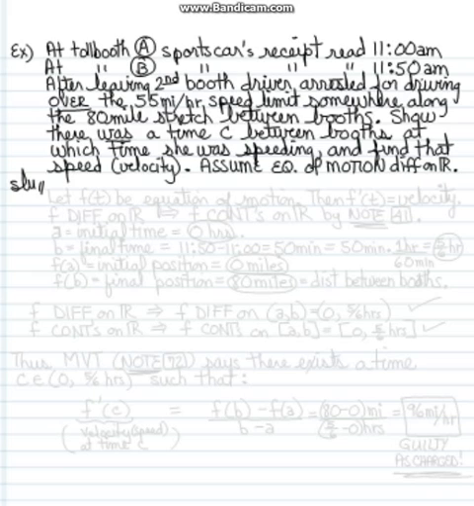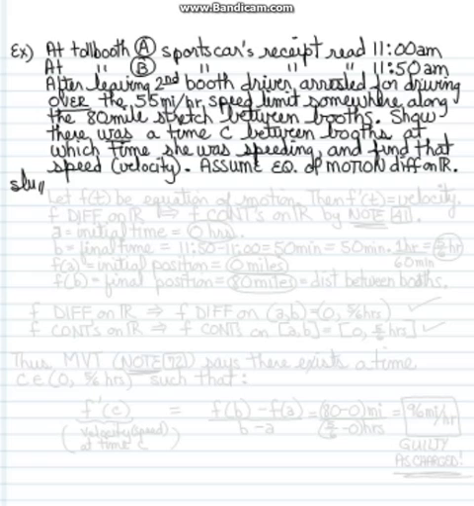At a toll booth, we'll call it toll booth A, a sports car's receipt read 11 a.m. At toll booth B, the sports car's receipt read 11:50 a.m. So you can see it took 50 minutes to get from point A to point B. After leaving the second booth, the driver was arrested for driving over the 55-mile-per-hour speed limit somewhere along the 80-mile stretch between the two booths.